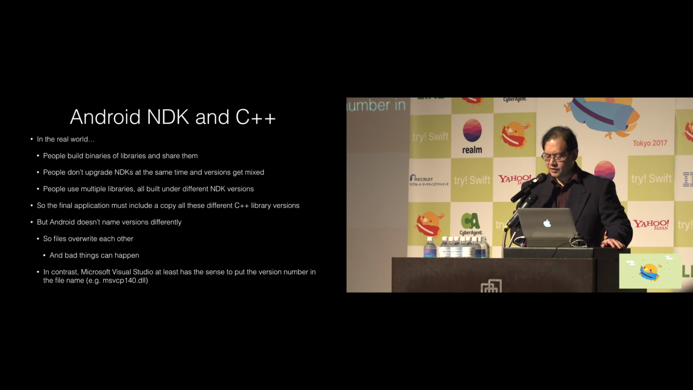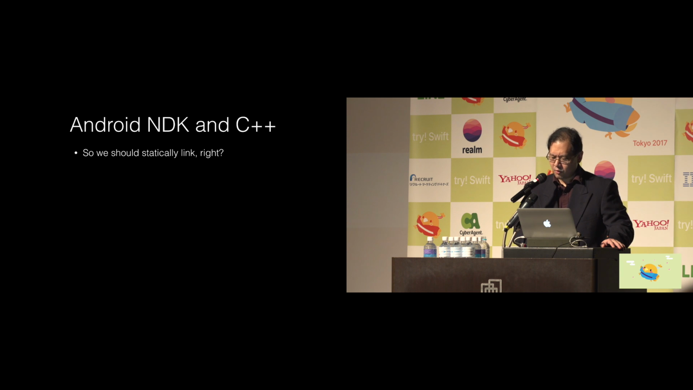But Android doesn't name versions differently, so files will overwrite each other. Some of your libraries will start calling into the wrong version, and bad things happen. In contrast, Microsoft Visual Studio at least has the common sense to put version numbers in the file name to avoid this very problem. So, we should statically link, right?